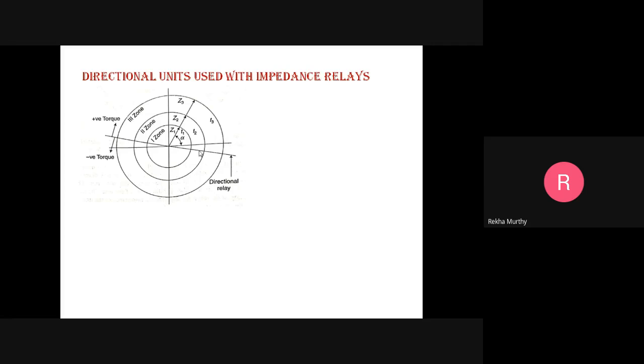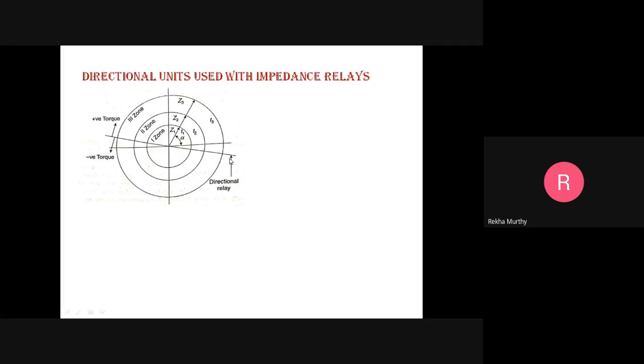When you use this directional unit, you can also see that different time periods have been allocated for each of the zones. This is the part of the positive torque and this will be the negative torque. That means under the normal condition, the negative torque will be produced. Under the abnormal condition, the positive torque will be produced. So that is the indication of providing a directional relay.